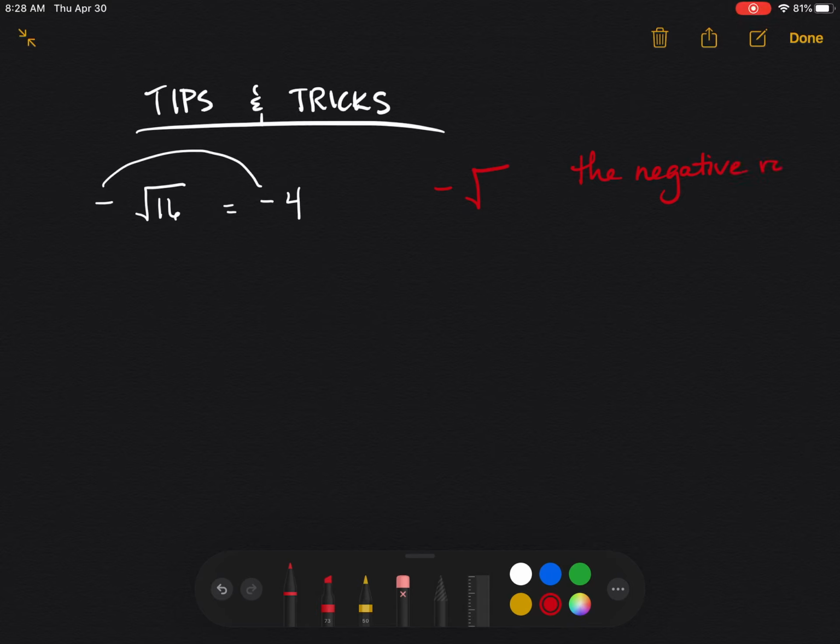The problem is when we have a negative inside the radical sign. This is a problem because if you think back to your integer rules, anytime you have a negative number times a negative number, it becomes positive. So there is no way to take the square root of negative 16. There is no number that you can multiply times itself to get negative 16. It just won't work, and so you can't do this.